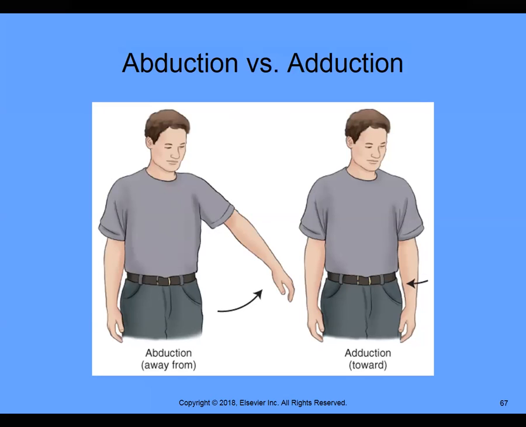Abduction versus adduction. So whenever we move our arm away from the body, that's abduction. We can do the same thing with our legs. We can abduct the leg. That means spread open that leg, whether it be the left or the right. Adduction means that we're going to bring it towards the body. So you will run across these two terms when it says abduct the arm to 90 degrees. That means bring that arm and move it away 90 degrees.